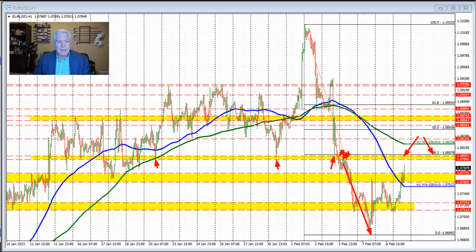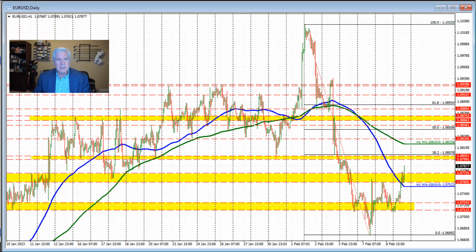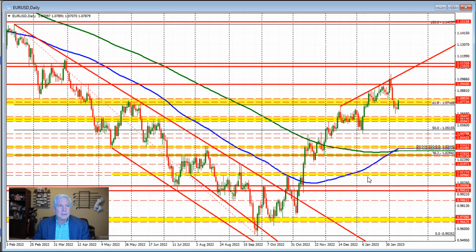We'll see how that pans out, whether the buyers can keep control here, but certainly the buyers are making a play in trading here today. Let's just take a look at the daily chart to see where we stand from that perspective. When we look at the daily chart, we get a broader view, not just of the most recent stuff through here, but going back in time.